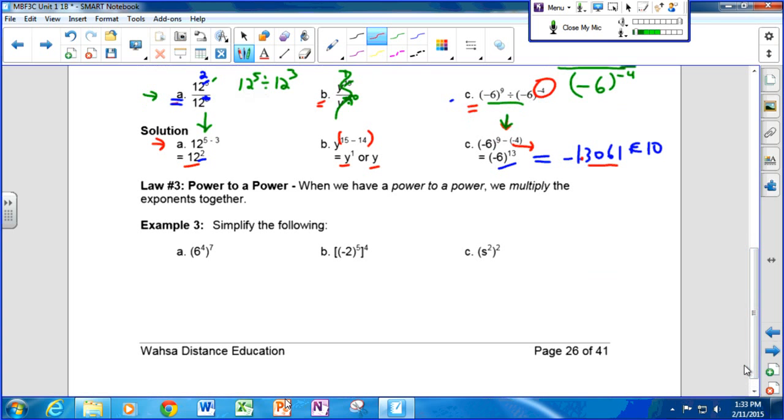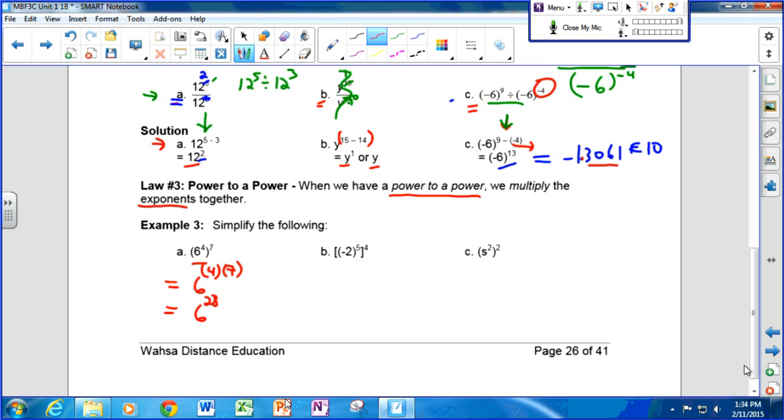So we have a power to a power, then we're going to multiply those exponents together. So for example, 6 to the power 4, and that's to the power 7, and that's going to be equal to 6 to the power 4 times 7, which equals 6 to the power 28. That's a big number.